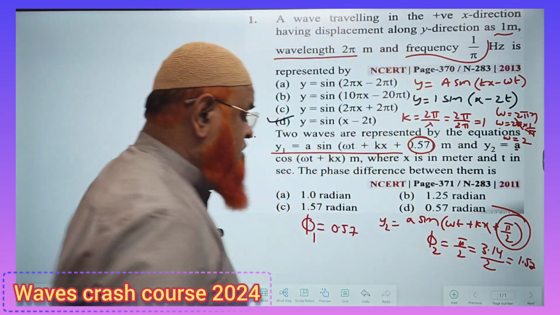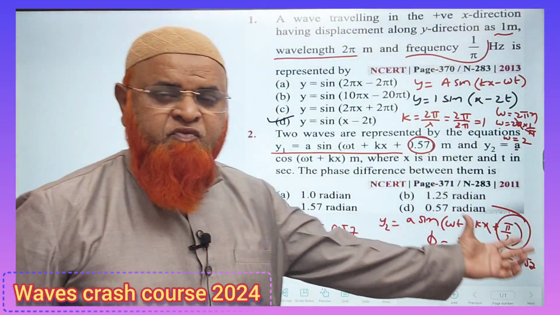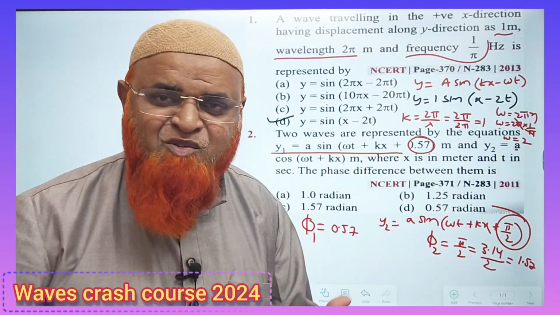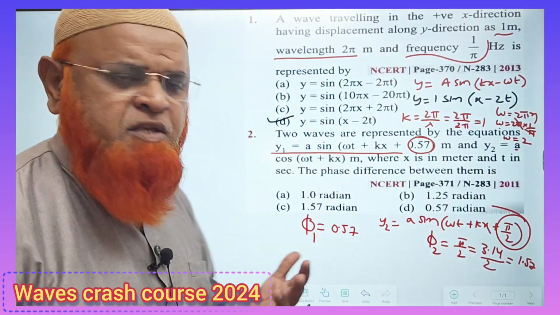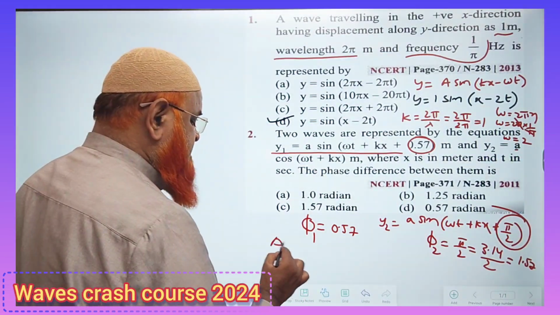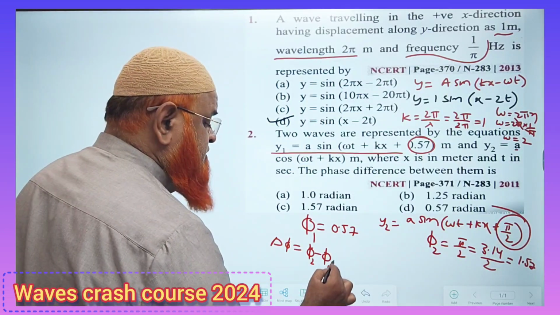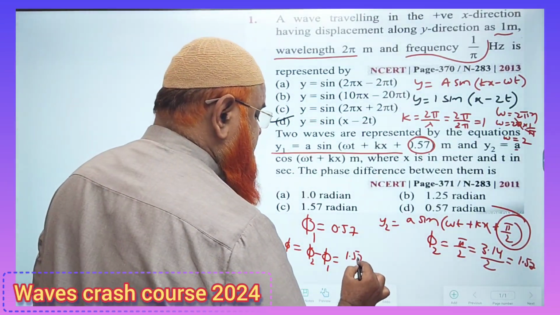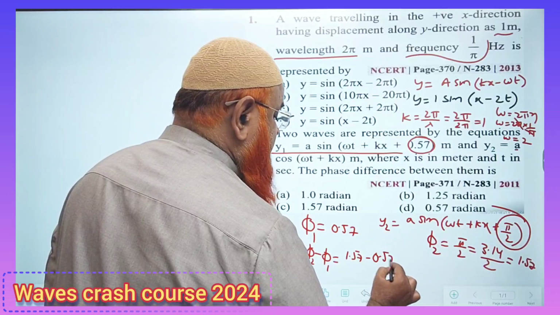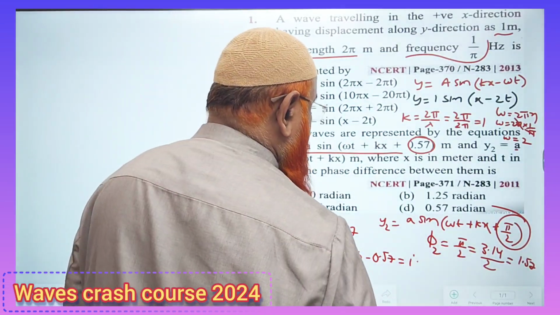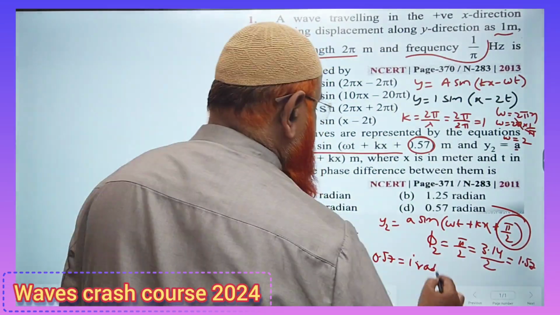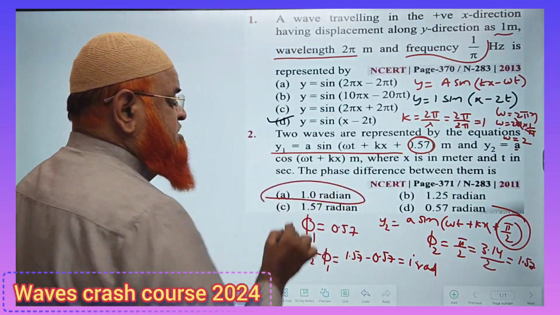which is going to be 1.57. So we got phase angle phi 1, we got phase angle phi 2, and he's asking us to find the phase difference. It's so simple: delta phi is phi 2 minus phi 1, which is 1.57 minus 0.57, which is 1 radian. So your answer is ready. The first option is going to be your answer.